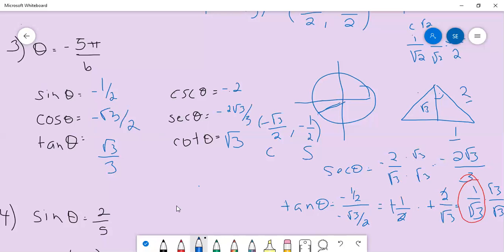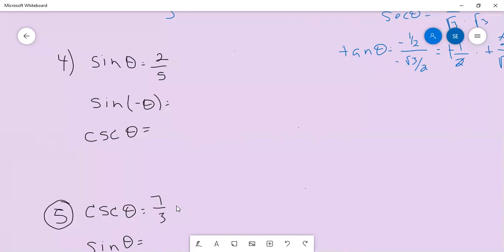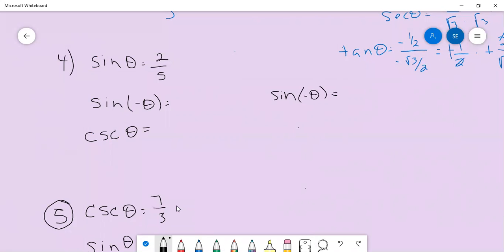So number 4, it said sine theta is equal to 2/5. And so we wanted to find sine of negative theta. And there's a couple of identities. I'm just going to write them down over here. Is that sine of negative theta is equal to the negative of sine theta.